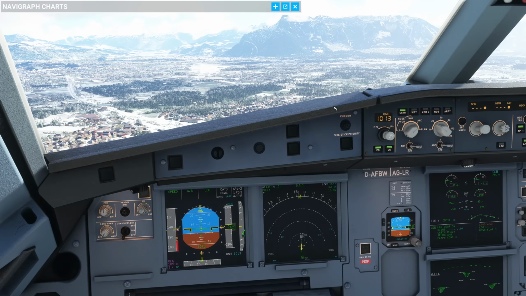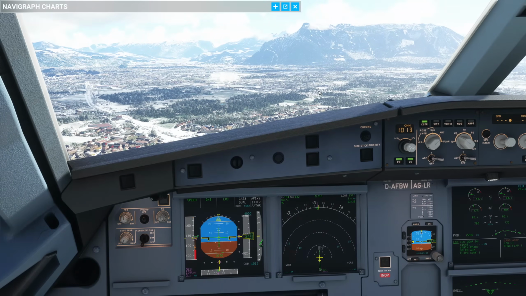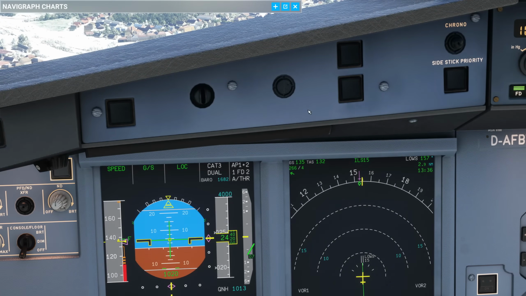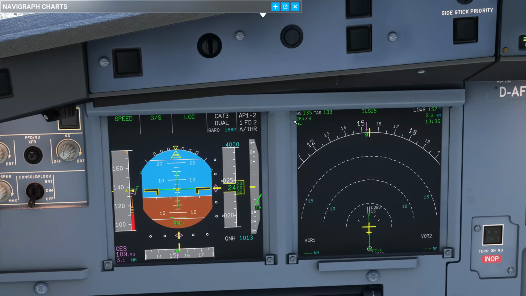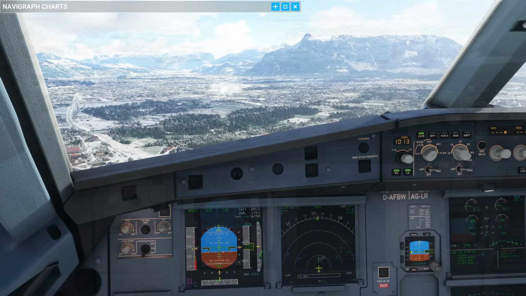You can indeed auto-land flap 3 as well. So that is the magic of the Airbus. Very capable. It can land flap 3 on the automatics. Very clever stuff.